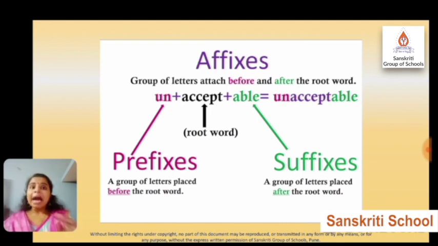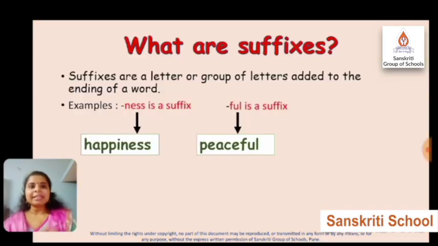For example, unacceptable. Accept is a root word. Whereas when you're adding able to accept, it becomes acceptable. The meaning changes. And if I am adding un before acceptable, it becomes unacceptable. Again, you get a new word. So this group of letters attached before and after a root word is called affixes. And when you are adding letters at the end, a letter or a group of letters added at the end of the root word, you call it suffixes.